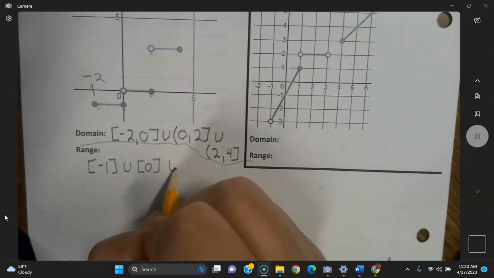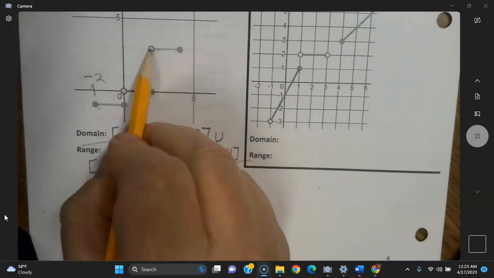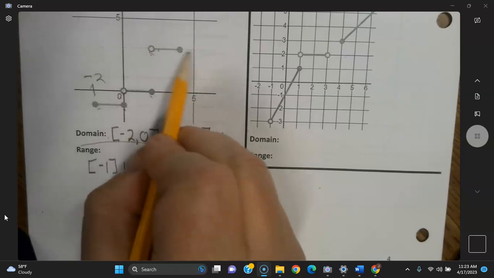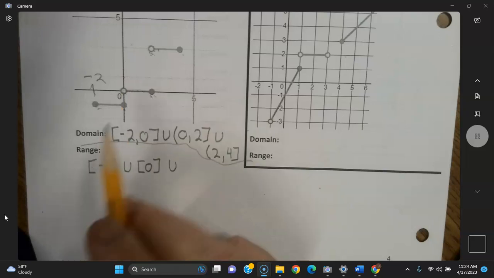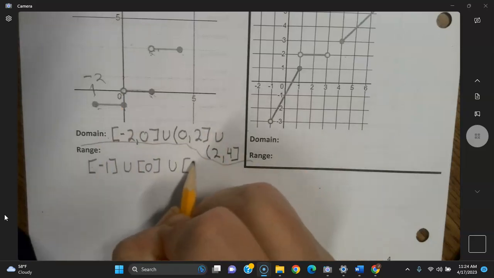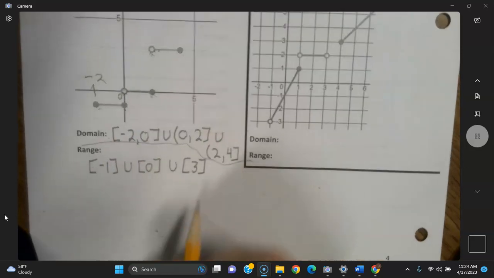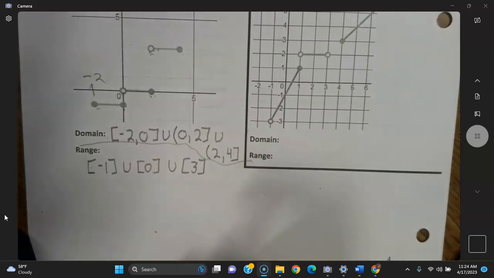And then you're going to union that with this one. And again, don't be fooled by an open circle there. It's entirely at, what is that, 1, 2, 3. It's entirely at 3, so it's square bracket 3. Okay, and that's how you do these. Now you go do the B problems, and we'll give you help in class if you need it.